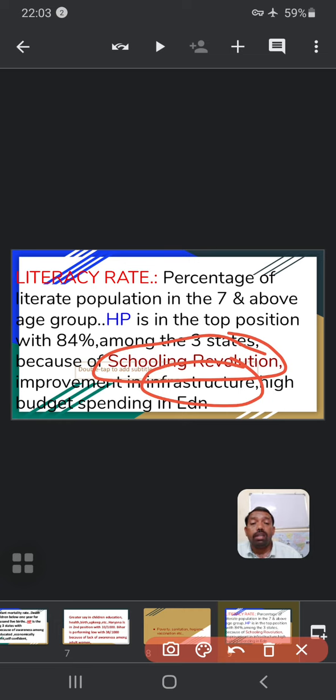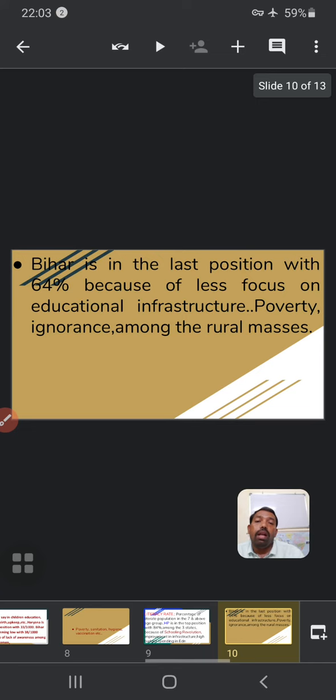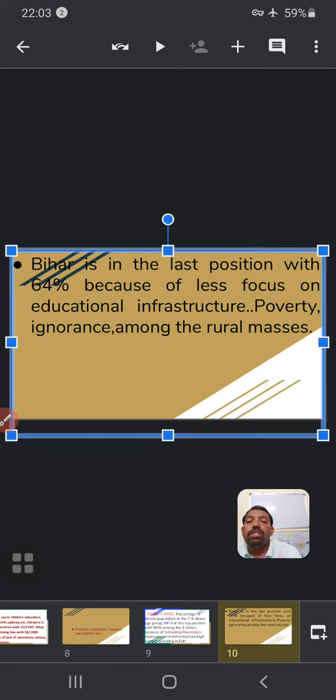And another good takeaway here is that the government is spending a lot of money. Budget spending on education is very high compared to other states. That is the major reason why Himachal Pradesh has the highest literacy rate. Okay, now next, which is the least performer?